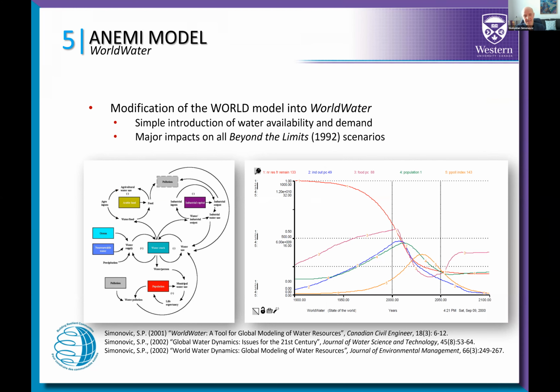So I created as an assignment for myself to first add water to the world model sectors. It was a relatively simple modification, the introduction of the water availability and demand into the context of the world model. And then I successfully processed all the 12 scenarios provided by Beyond the Limits, and did show that outcomes of all 12 scenarios are majorly being affected by water.